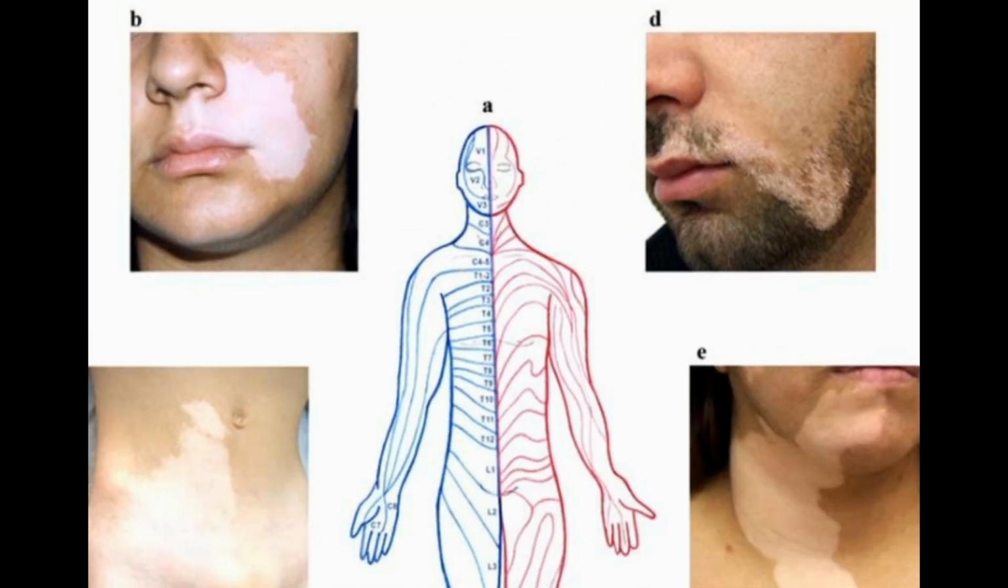17. Vitiligo. Generally, vitiligo is also considered to be an autoimmune disease in which the immune system appears to attack the pigment cells, melanocytes, in the skin, and causes the skin to lose its pigment. This results in discolored patches in different areas of the body, including the skin, hair, and mucous membranes.